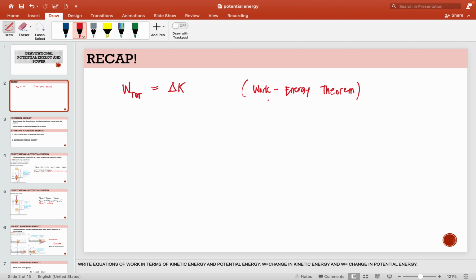Last meeting we discussed all about this one, and also we have the total work done is equal to the change in potential energy. We have big letter K for the kinetic energy and big letter U for the potential energy. So these are our formulas to get the total work done in terms of kinetic energy and potential energy.